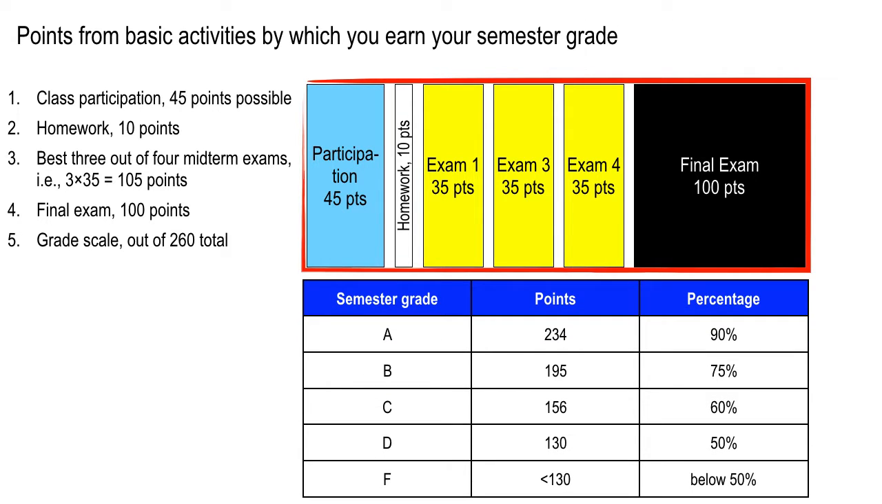All right, here's the grade scale, and it's based on points. At the end of the semester, after the final, 234 points, that's equivalent to 90%, that's an A. 195 points, that's equivalent to 75%, that would be a B. 156 points, 60%, that would be a C. So those are the basic levels for A, B, and C, and D is 50%, 130 points. F is below that, less than 130 points or below 50%.